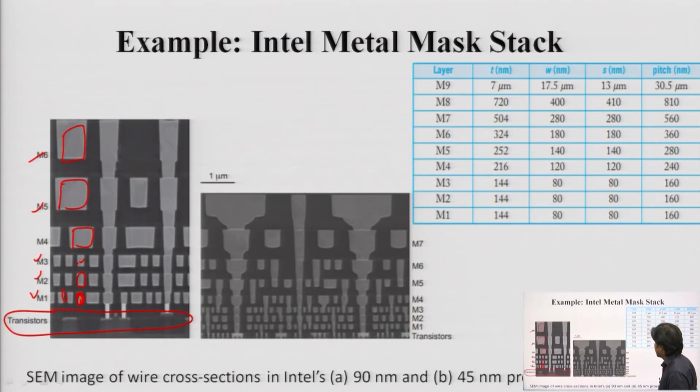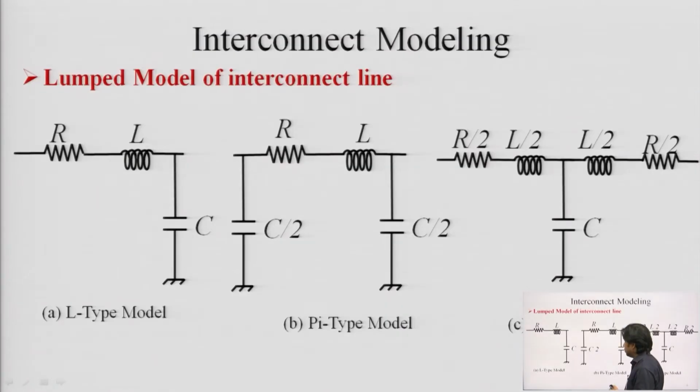So, based on the technology node, we have different levels of metals. It can be up to metal 6, it can be up to metal 7, it can be metal 11, okay. This one is for the 90 nanometer technology node, and this one is for the 45 nanometer technology node. For 90 nanometer technology node, we have 6 levels of metal layers, and for the 45 we have 7 levels.